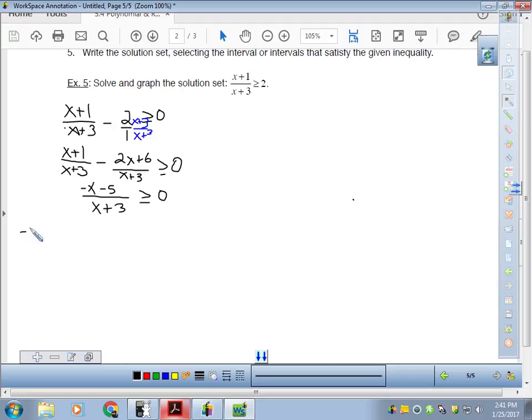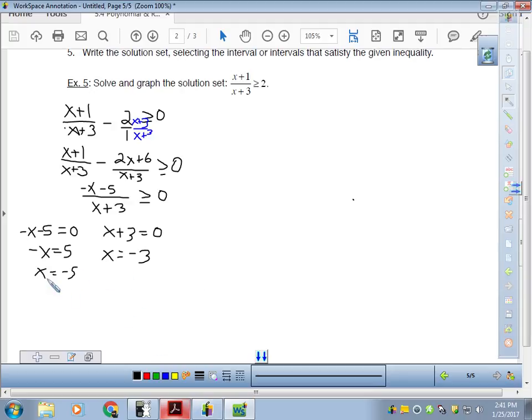Now all I need to do is take the top of the fraction, negative x minus 5, and set it equal to 0, and take the bottom of the fraction, x plus 3, and set it equal to 0. On this one we would add the 5 across, so we'd have negative x equals 5, and then we would divide the negative across, and we'd have x equals negative 5. Over here we would move the 3 over with subtraction, so we'd have x equals negative 3.